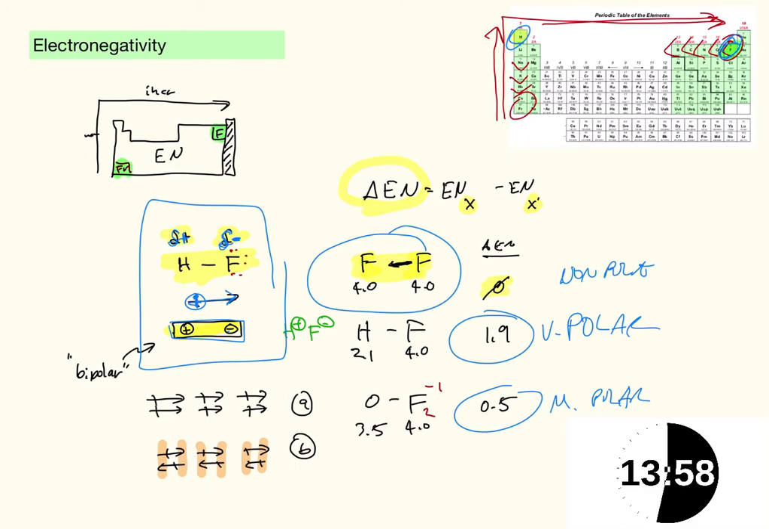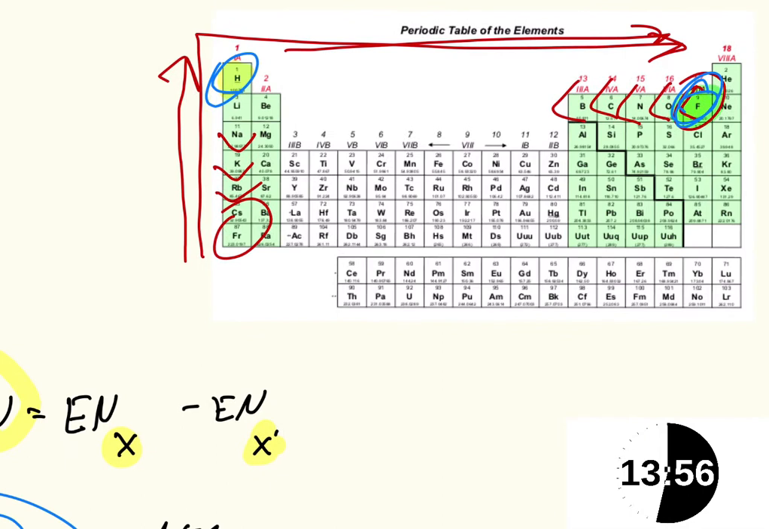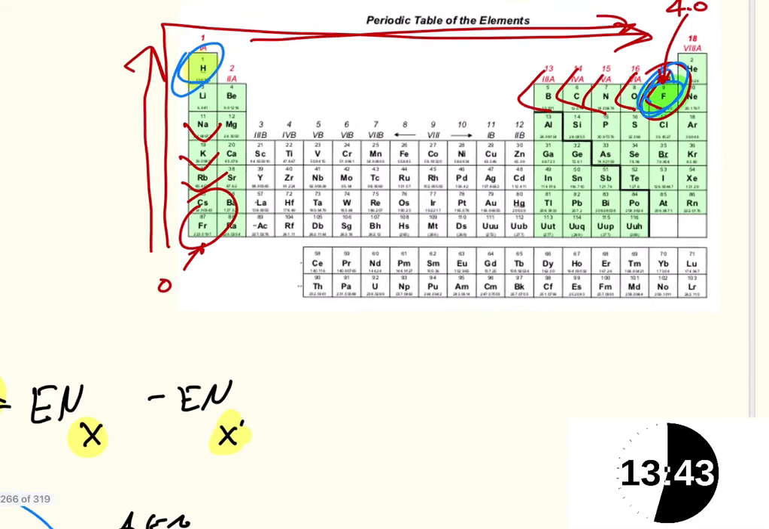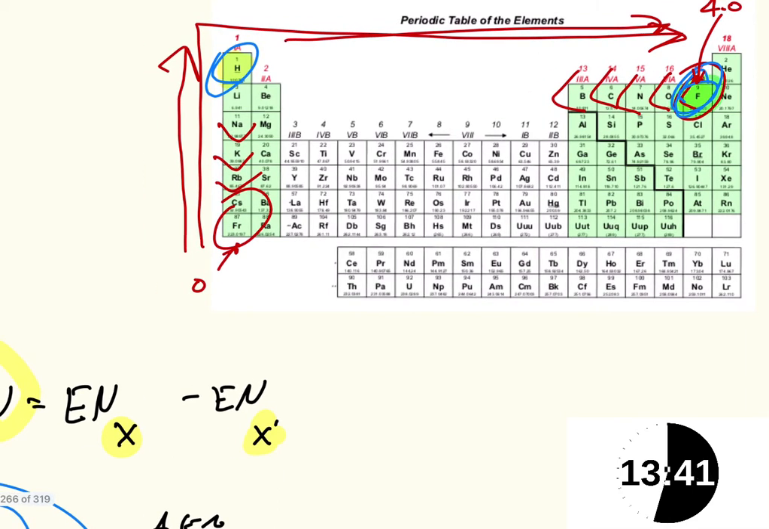And by the way, some of these are put to scale. They actually have numbers for these. Just so you know, on the high side, fluorine has an electronegativity of 4.0, and that's as large as it gets. And francium is really, really close to 0. So that's your relative scale, 0 to 4.